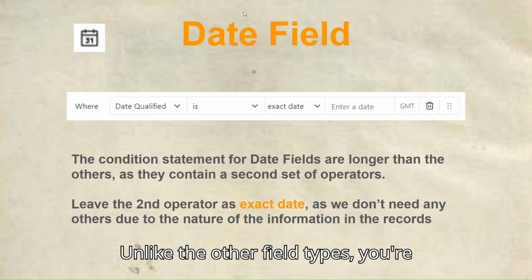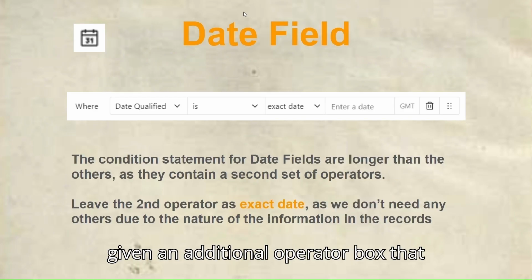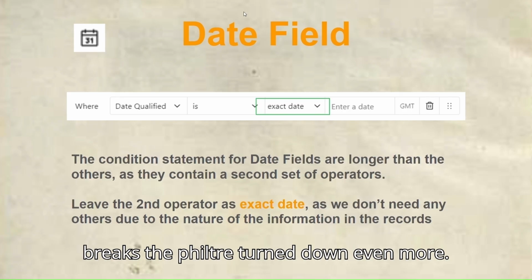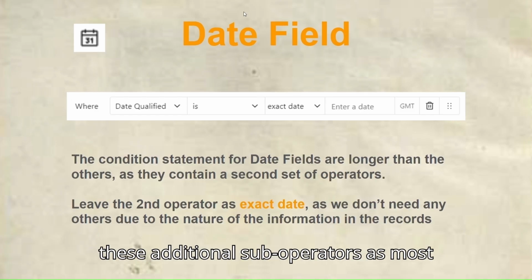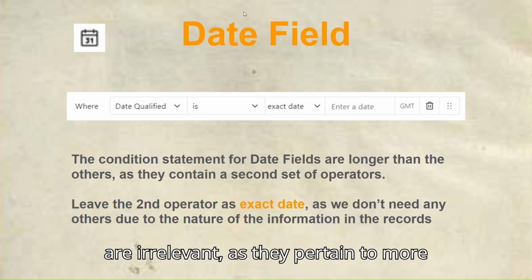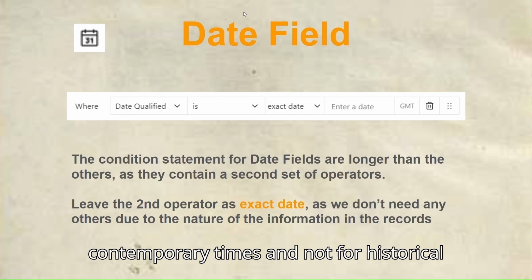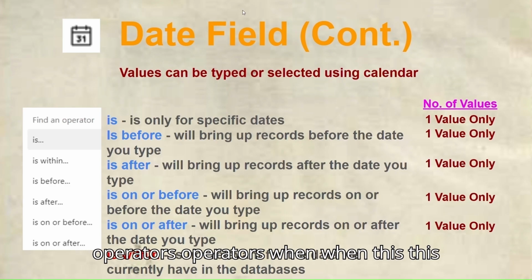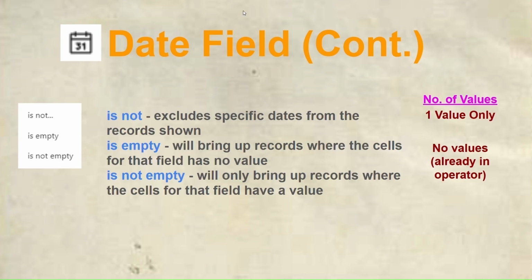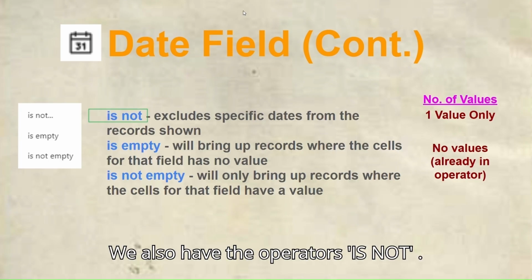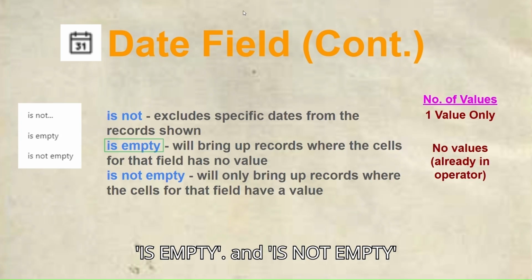Note: unlike the other field types, you're given an additional operator box that breaks the filter term down even more. You don't need to know each of these additional sub-operators, as most are irrelevant, as they pertain to more contemporary times and not for historical purposes. The options for the operators when this type of field is chosen are is within, is before, is after, is on or before, is on or after. We also have the operators is not, is empty, and is not empty.